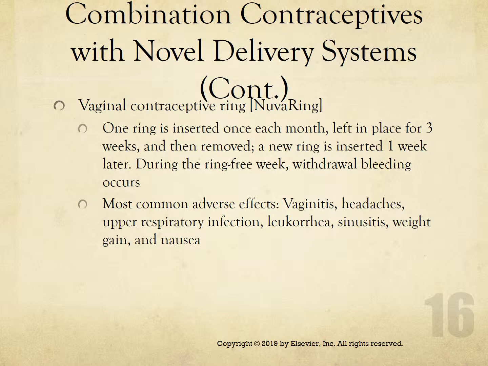The contraceptive ring is left in for a month. So basically it's left in for 3 weeks and then removed, and you have a week for the withdrawal bleeding. And the symptoms are listed here.